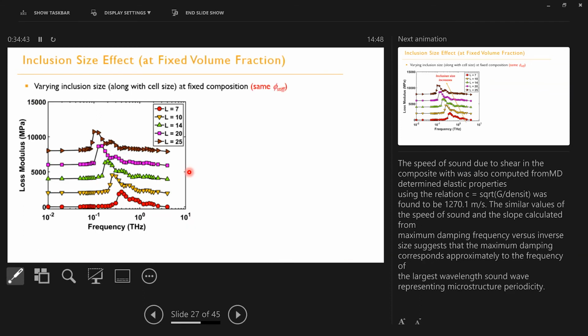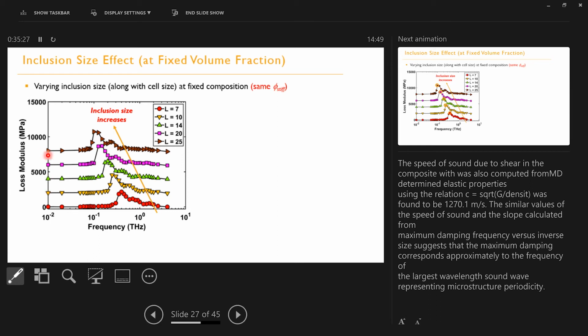And now the effect of simulation cell size. I think Dr. Dowell, that's what you asked. What we're doing here is we are fixing the stiffness fraction. This is fixed at I think 47% of the stiff phase. And we're just changing the size of our simulation cell, from L equal to 7 all the way up to L equal to 25 units. And as we do that, we see that the curve is getting shifted to the left progressively. From bottom to top, the inclusion size is increasing, while maintaining the same volume fraction.